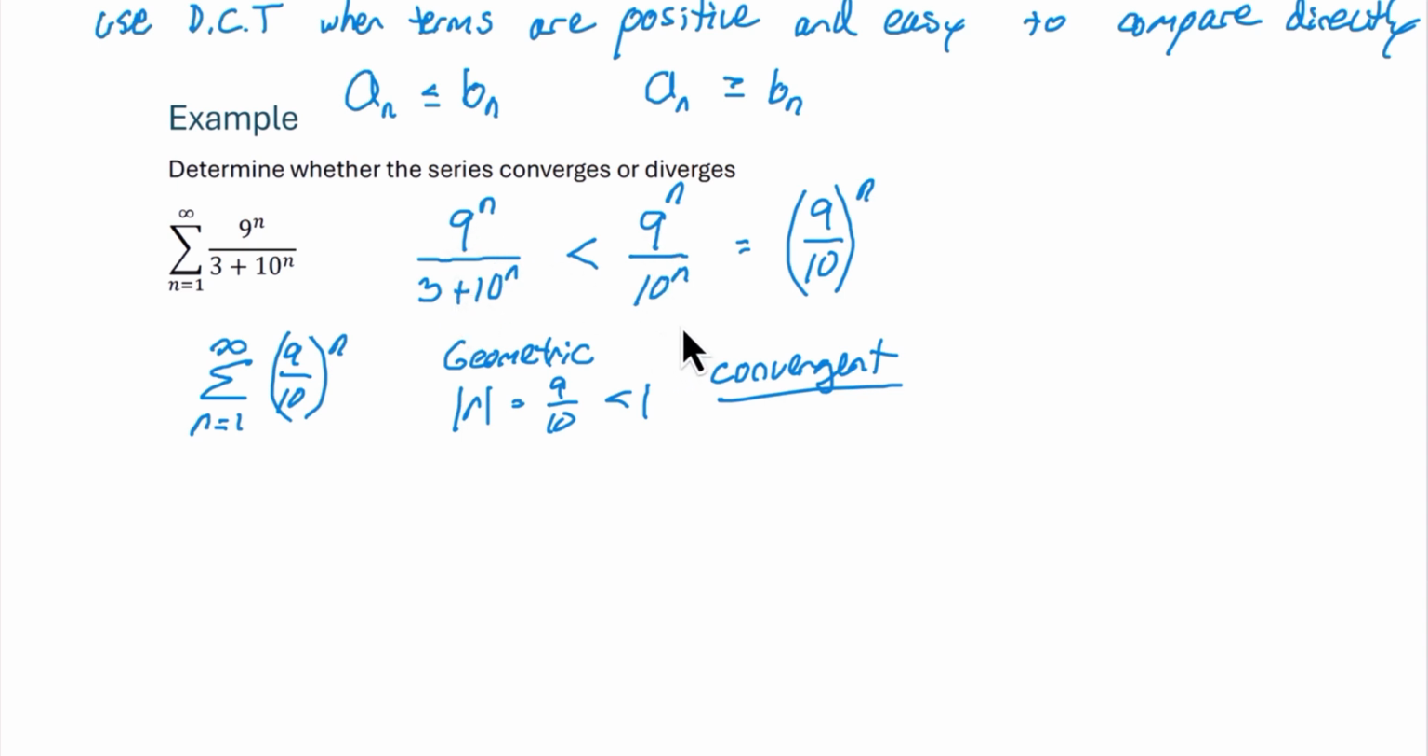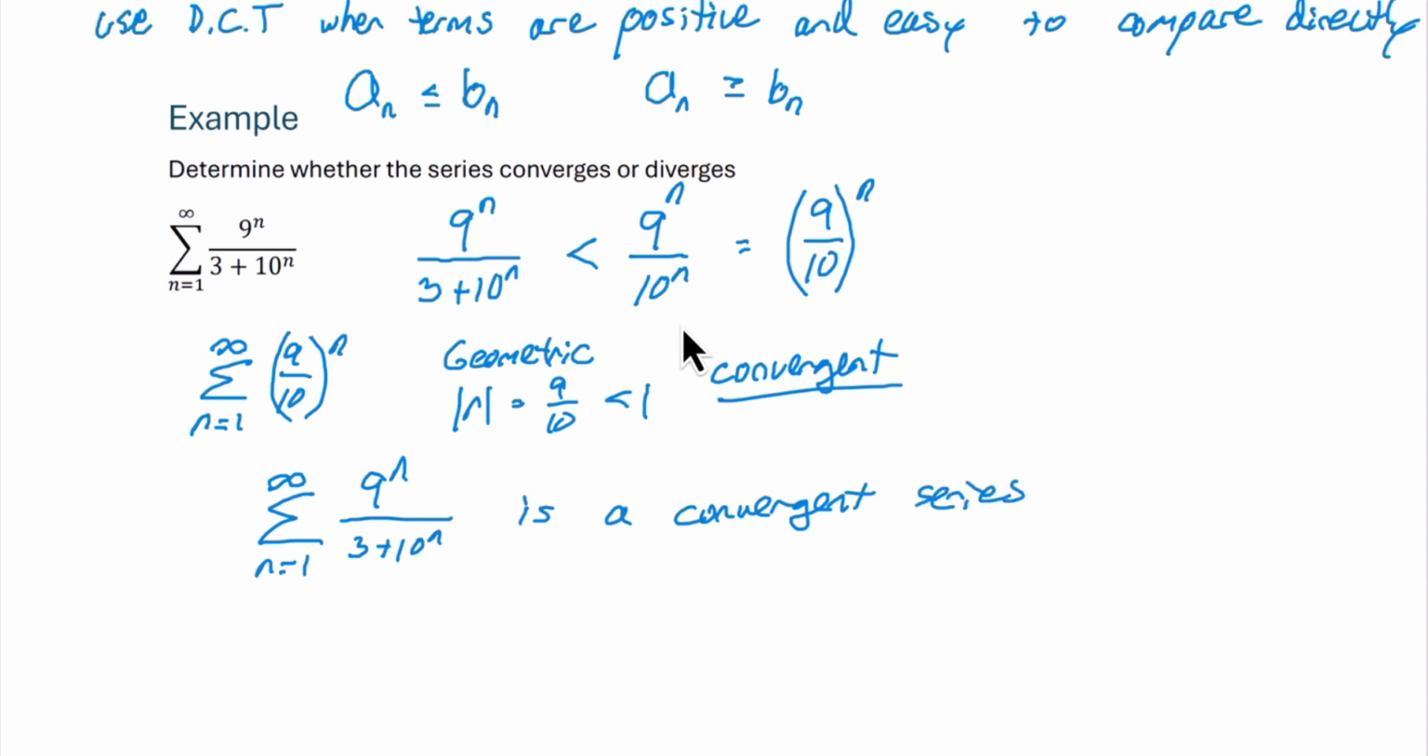If the bigger series is convergent, then the original, the sum n equals 1 to infinity of 9 to the n divided by 3 plus 10 to the n, must also be convergent. This is a convergent series. And we know that by the direct comparison test.